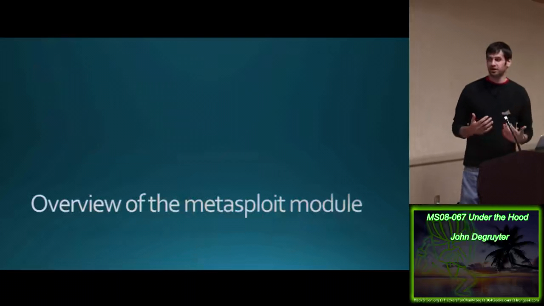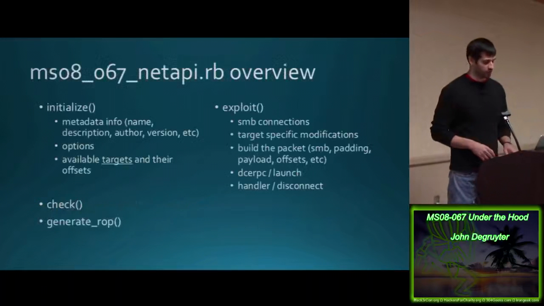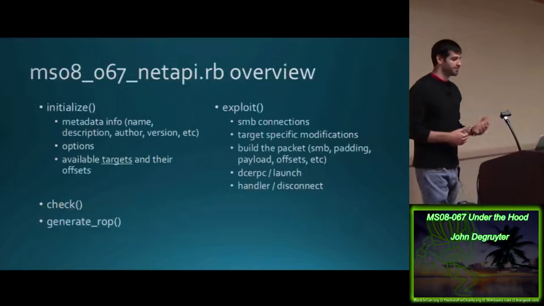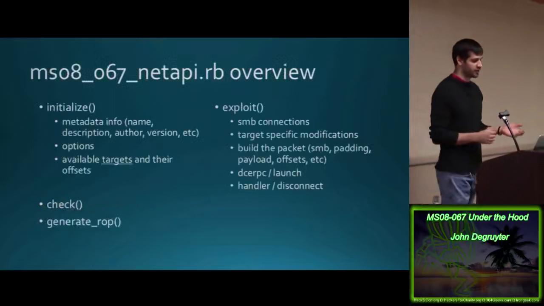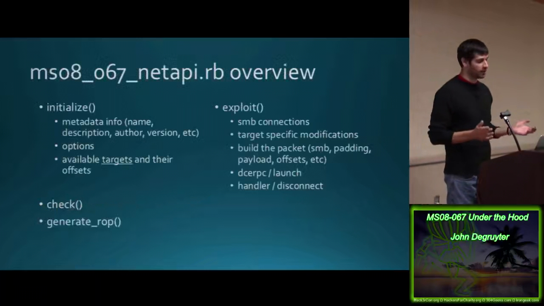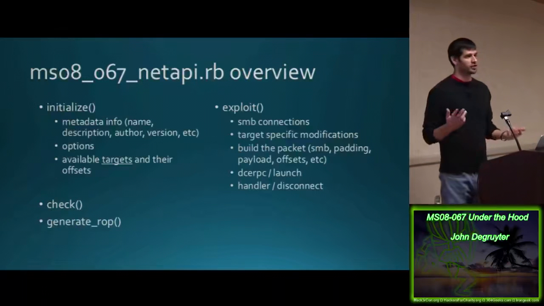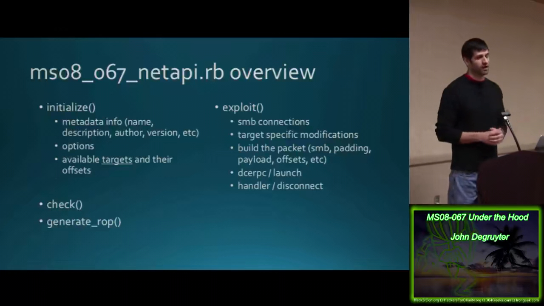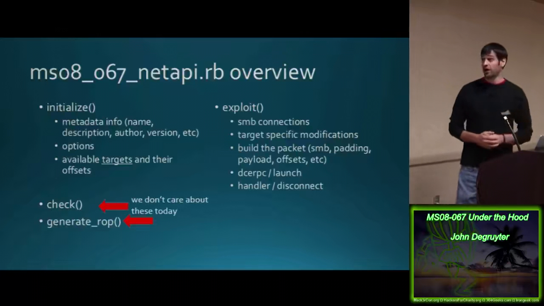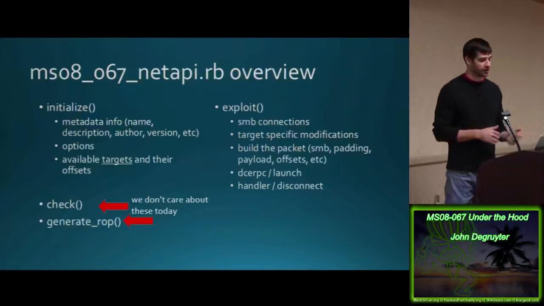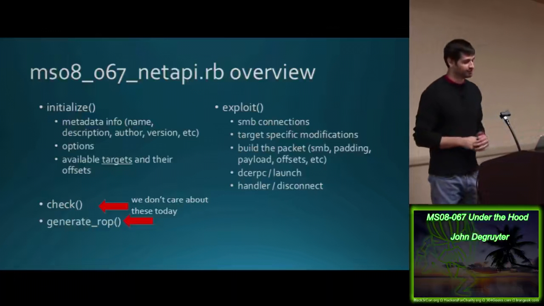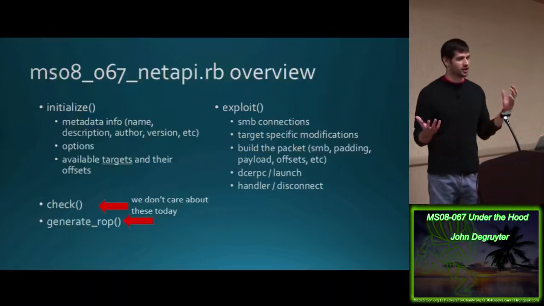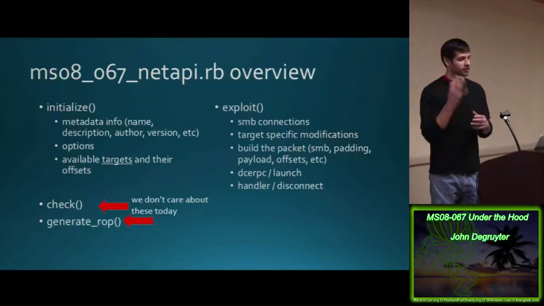All right, let's get a quick overview of the Metasploit module. It's ms08_067_netapi.rb, that's the name of the module. It's written in Ruby, so you can just open up a text editor and see what's going on inside, but you'll see 4 main functions. Today we're not going to be talking about check, and we're not going to be talking about generate ROP. We're not going to have to use ROP on this particular target, so we're just going to avoid looking at that. The exploit section is what pulls everything together and launches the attack.